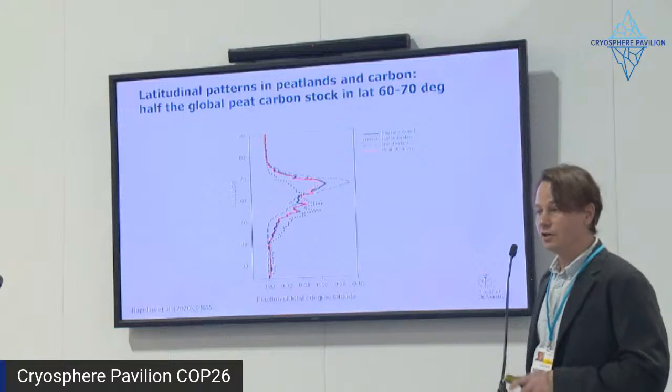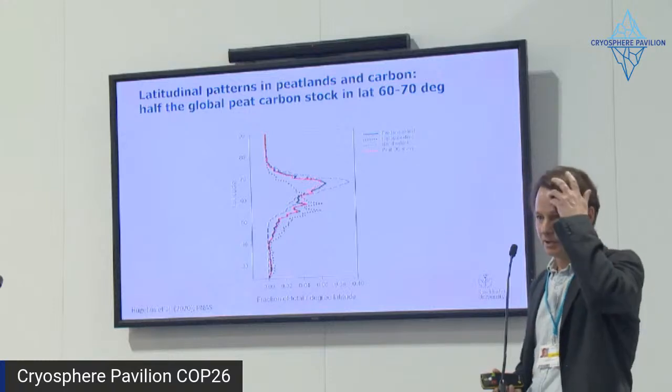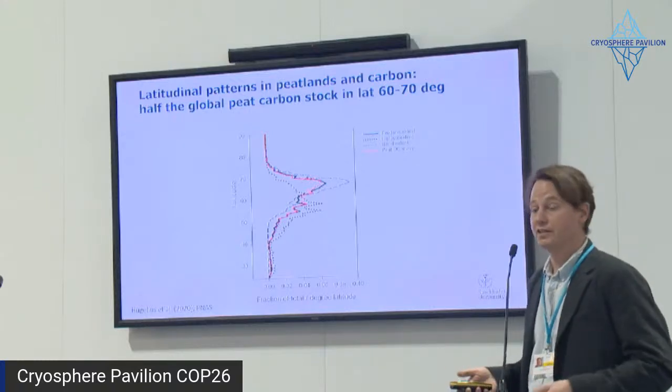And we actually find that half of all of the peat carbon in the whole world is between 60 and 70 degrees latitude. So in the subarctic regions, in the southern Arctic, is where you have most peatlands.